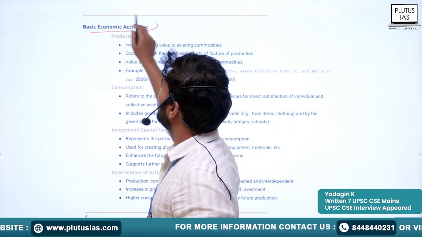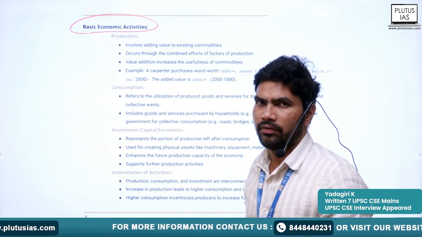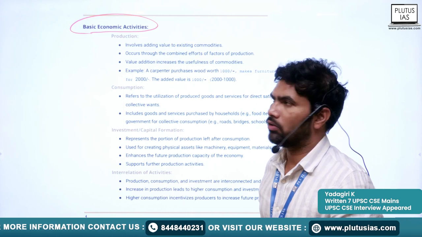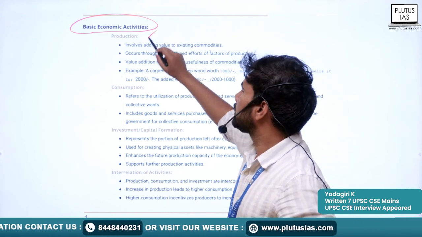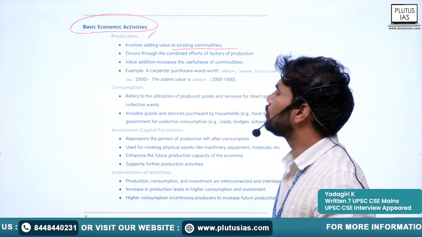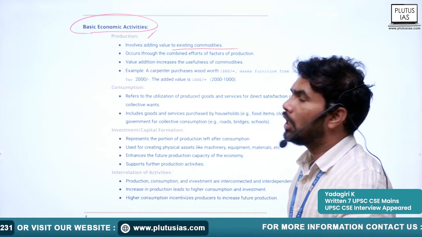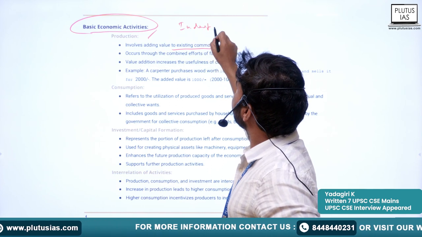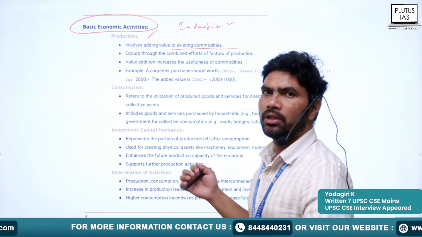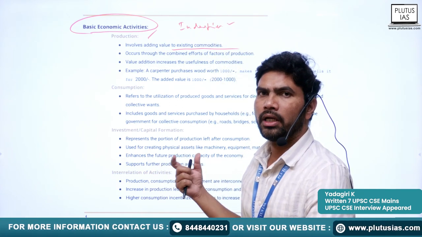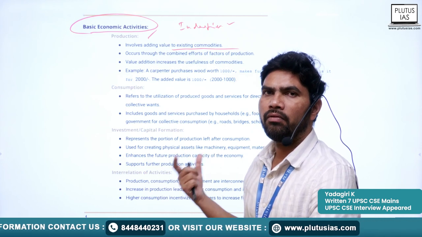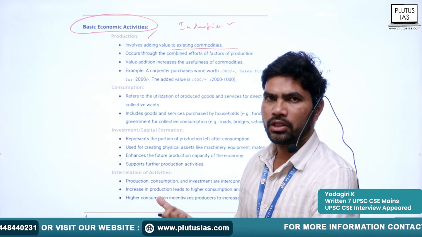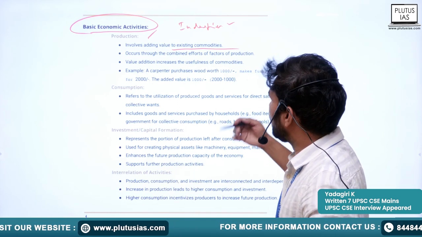Right, now we will understand the basic economic activities. What are the basic activities that will take place in an economy? First one is production. So it involves adding value to existing commodities. When we were studying the industries in geography, we understood that the manufacturing industries add value to the natural resources that exist.